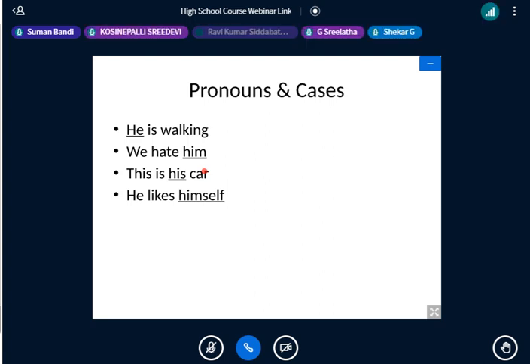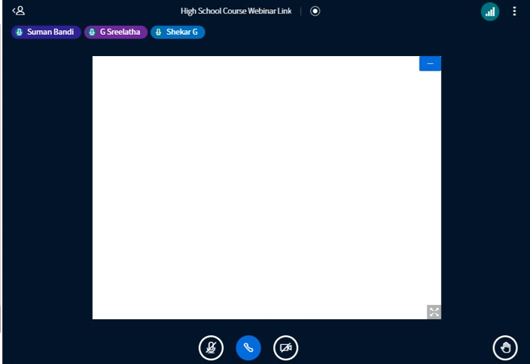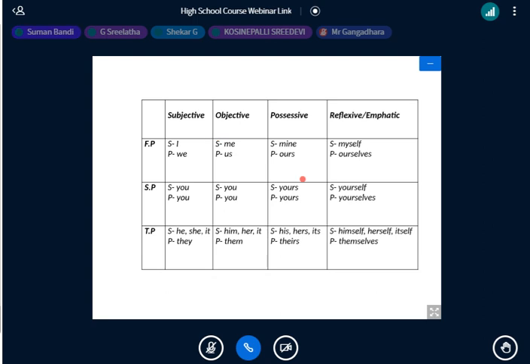Only for nouns, we use apostrophe S. For pronouns, there is no apostrophe S. Why? Because pronouns have a separate form in the possessive case. Similarly, the fourth one is reflexive case. Now we'll have a quick look at the pronoun chart. This is the pronoun chart where you can see whatever cases we have discussed just now. This is the case table for personal pronouns.